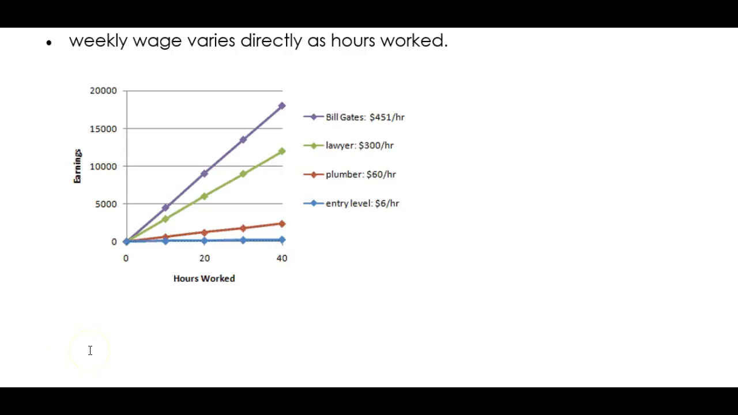If we're talking about a situation where you're earning an hourly wage, you can see there are different colored lines here representing the different wages that people are making per hour. For instance, if you're a plumber, you're making 60 bucks an hour. I can see here that none of these people are earning any flat rate just for showing up. If they don't work any hours, they're not earning anything at all. So again, my y-intercept is at 0.